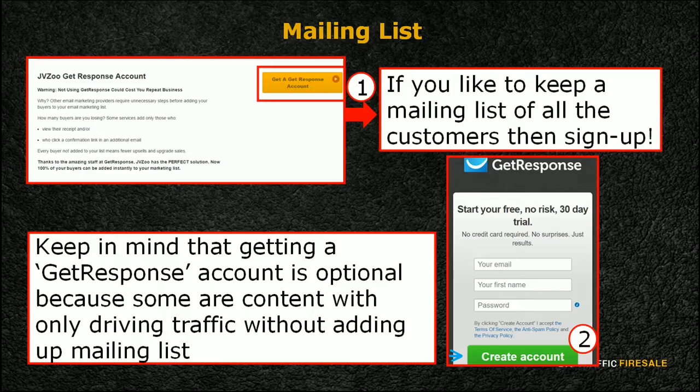Heading back to your seller dashboard, you'll have the option to apply for jvzoo.com's Get Response account. According to jvzoo.com, this account will ensure that your buyers will be added instantly to your mailing list. Getting a Get Response account will allow you to try it for free on a 30-day trial. If you like to keep mailing lists of all the customers who bought your product, then sign up, fill in the information needed, and create your account.